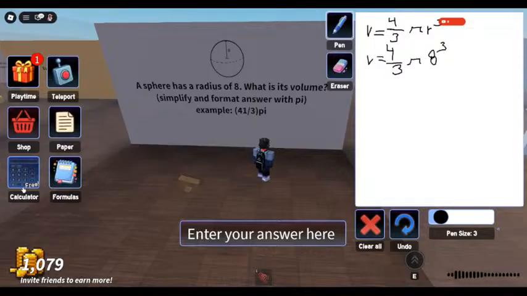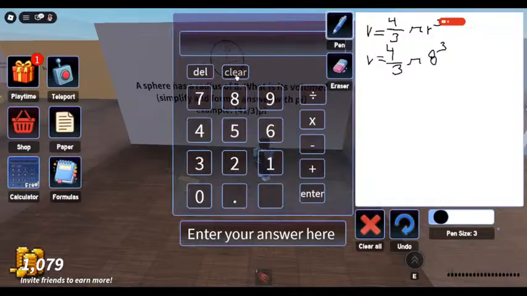So then we're just gonna pop that on our calculator. Can we get pi? We're gonna use 3.14. So 8 cubed, 8 times 8 times 8, we have 512. So then we times it by pi, 512 times 3.14.